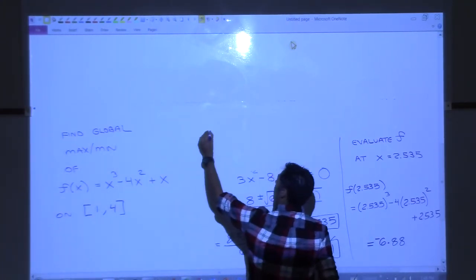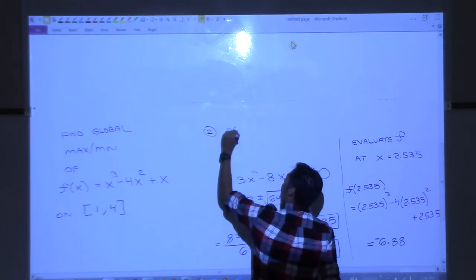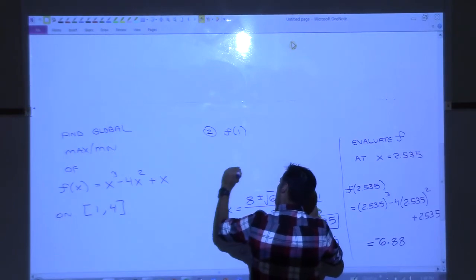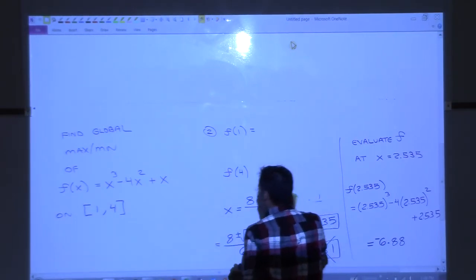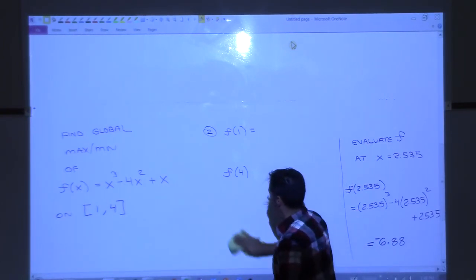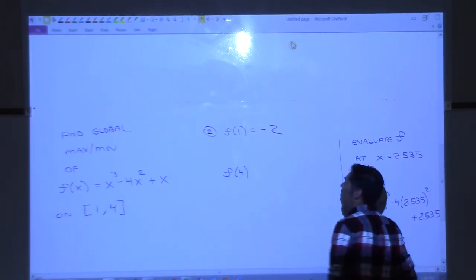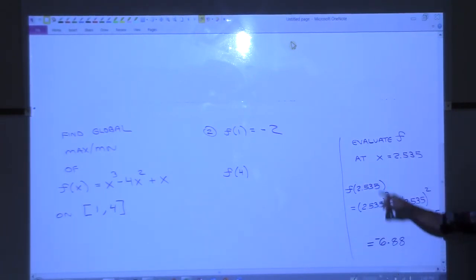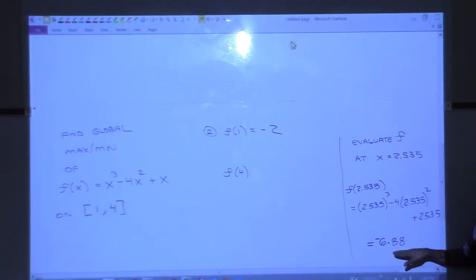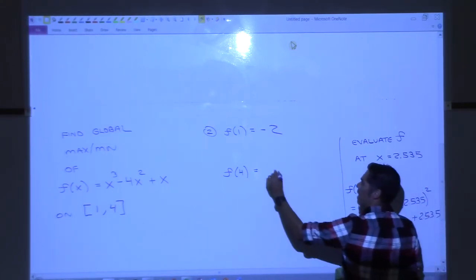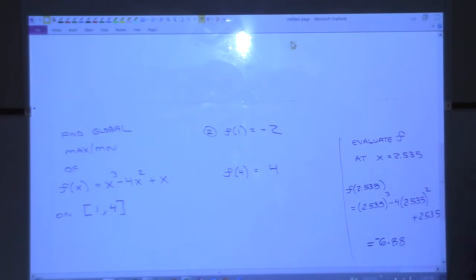So step 2 is I need to find f of 1, and then I need to find f of 4. So f of 1 should be pretty easy. What do we get when we plug 1 in there? Negative 2. So far, this point is actually lower than that point, right? So this is looking like this might be our global min. But we need to still check at 4 to make sure. So what's happening at 4? We get 4 to come out? Okay, we got 4.